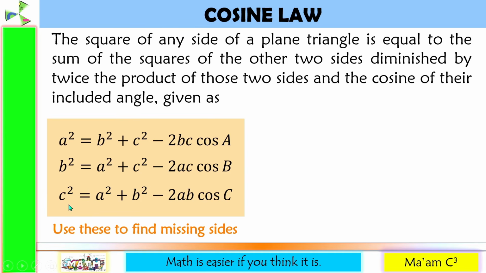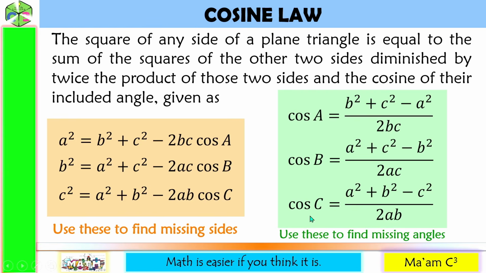Now, if we are after the missing angles, then we are going to use these formulas. In these formulas, A, B, and C are the sides opposite the angle you are trying to solve. So B is opposite of angle B, C is opposite of angle C, and all the rest here are the other sides given.